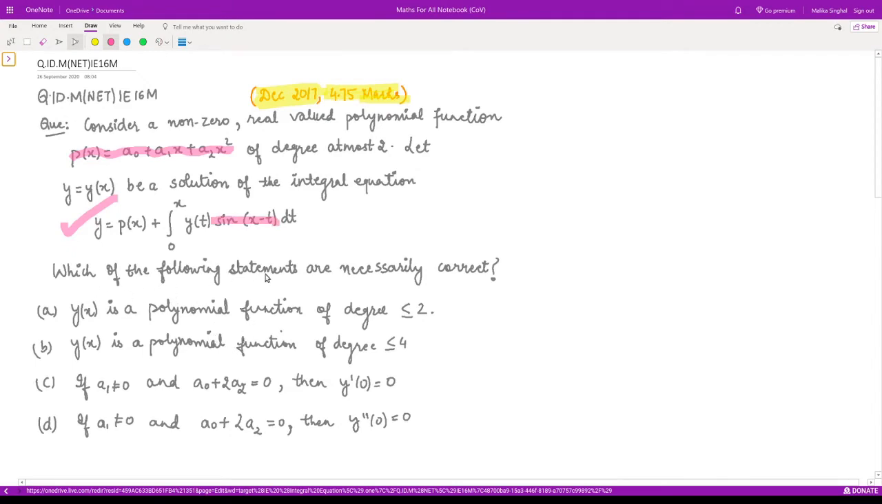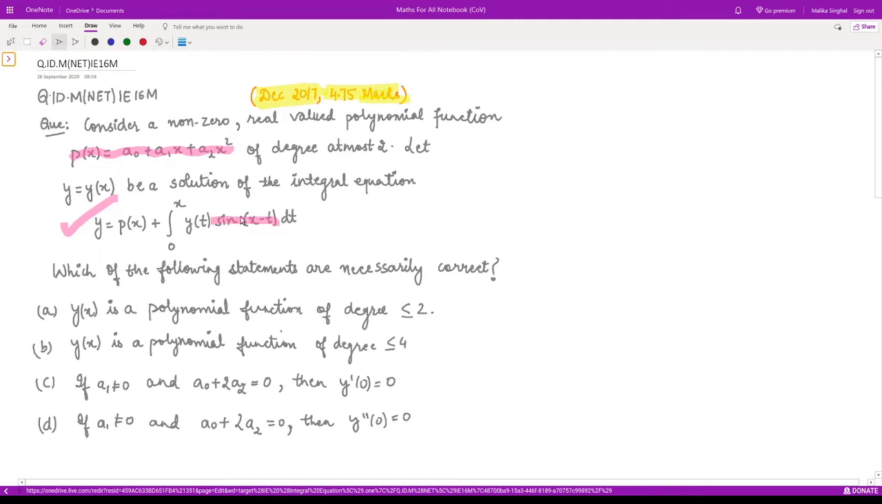They are asking which of the following statements are necessarily correct. That means they are asking whether y of x is a polynomial function of degree less than or equal to 2, or a polynomial function of degree less than or equal to 4. Third option: if a1 is non-zero and a0 plus 2a2 is 0, then y dash of 0 is equal to 0. And the fourth option: if a1 is non-zero and a0 plus 2a2 is 0, then y double dash of 0 is equal to 0. So let us get started and see what the solutions are.